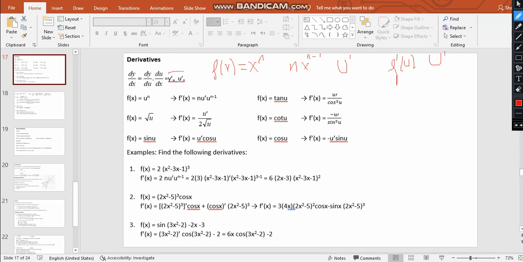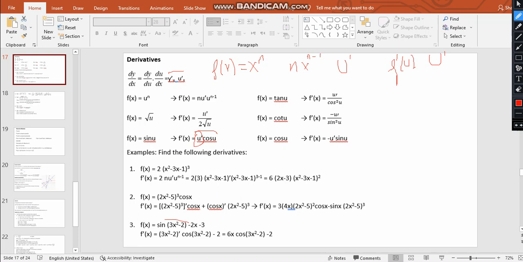So if you have u power n, you took it last year, it's n u prime u power n minus 1. Radical x, it will be 1 over 2 radical x. But if you have an expression, it will be u prime over 2 radical u. Sin u, sin x was cosine x. Now because you have an expression inside of x, like here, it's not sin x, it's sin of 3x squared minus 2. So it's u prime cosine u. You always add what? U prime. Tangent u is u prime over cosine square u. Cotangent u is minus u prime over sine square u. Cosine u is minus u prime sine u.